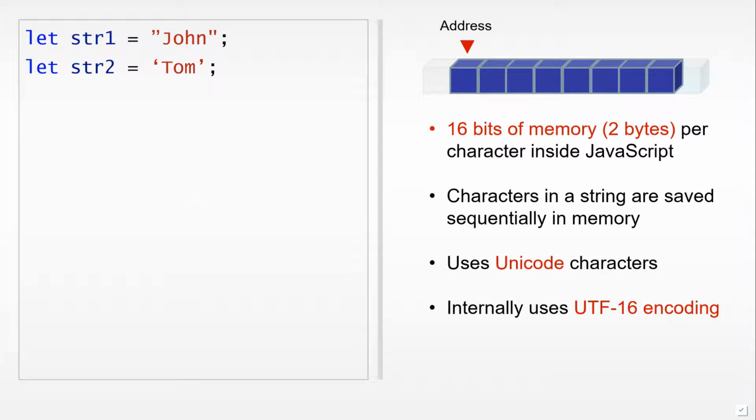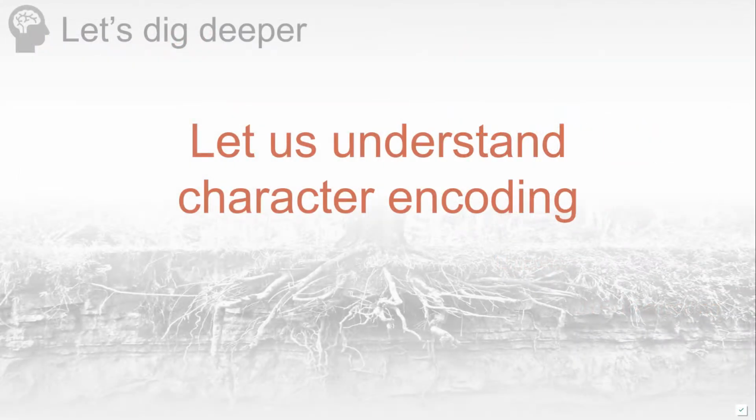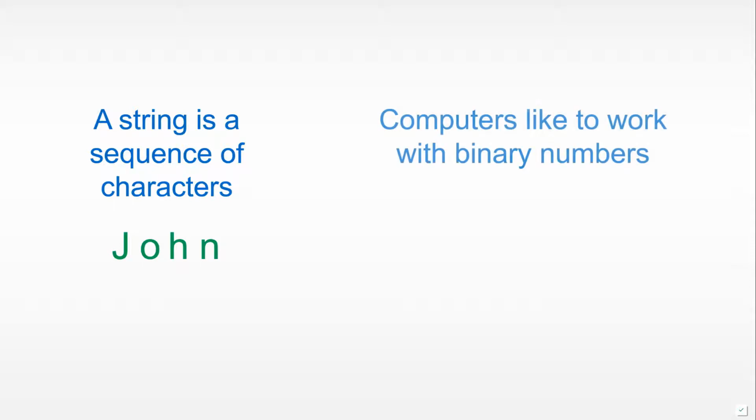And the inputting part in memory also involves an encoding, and the encoding that we will be using in JavaScript will be UTF-16. Let us spend some time trying to understand a bit better character encoding in JavaScript. As we've mentioned before, a string is a sequence of characters. So if we have the name John, it would be represented by 4 characters, which are sequentially preserved in memory.